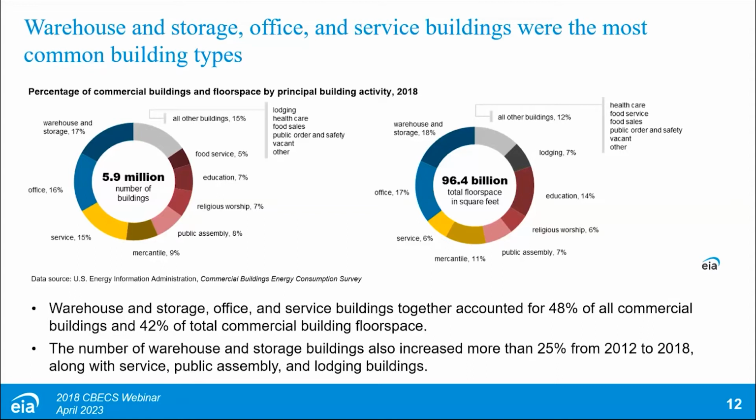There were 3 other building types that had a significant growth in the number of buildings. Those included service, public assembly, and lodging buildings.